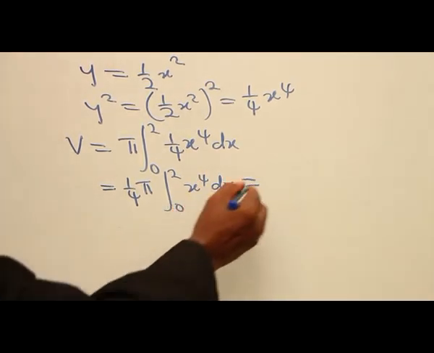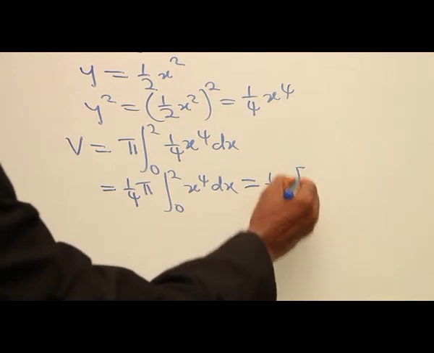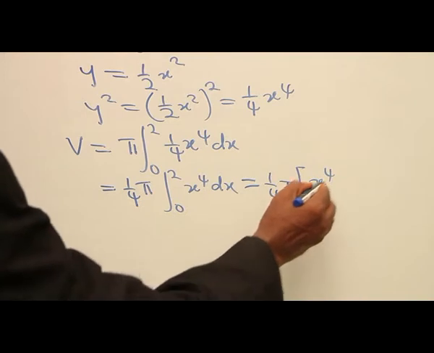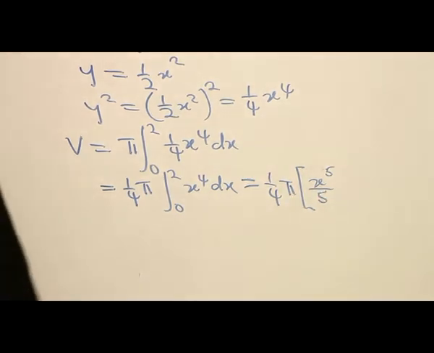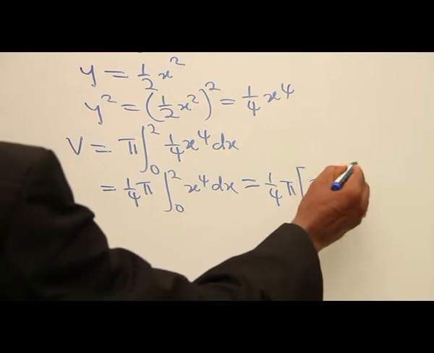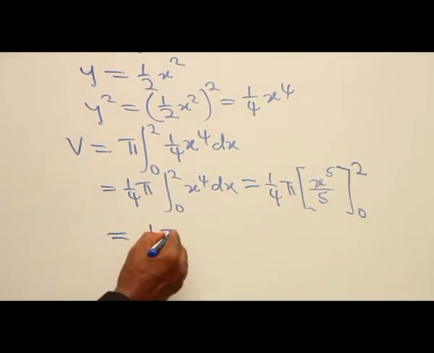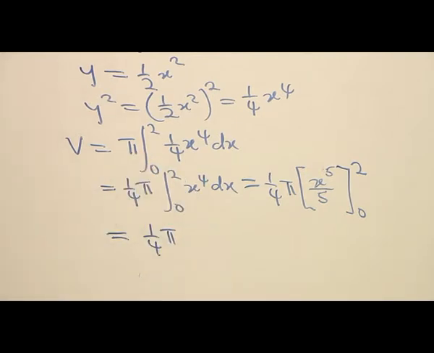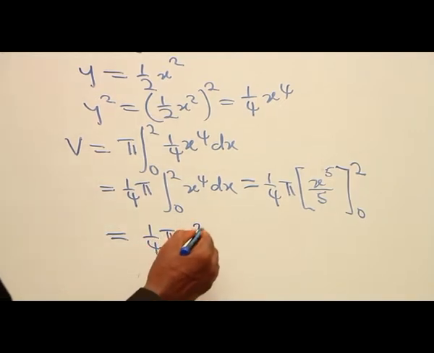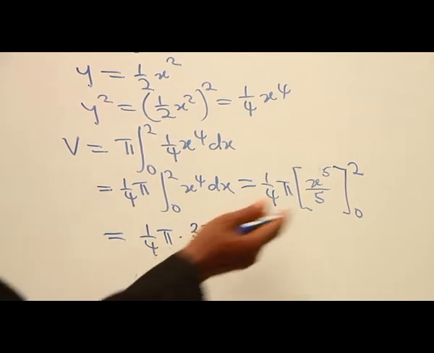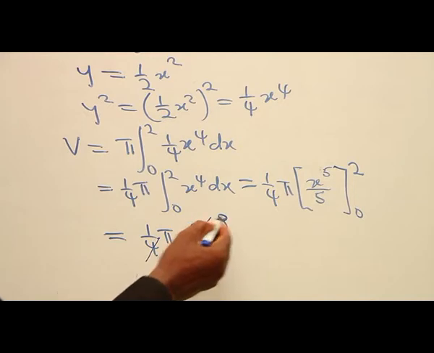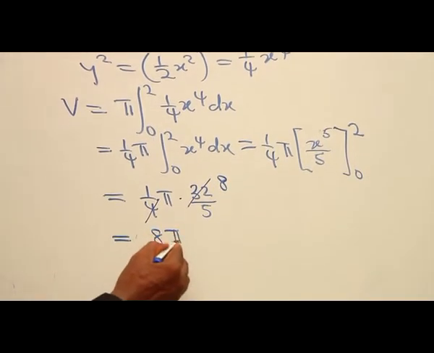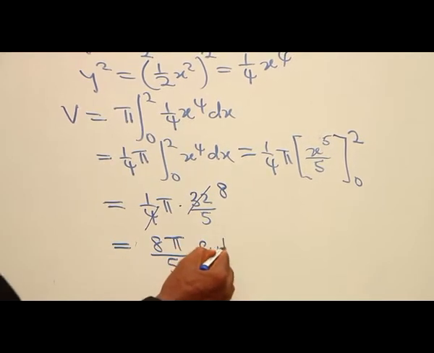Okay, and this can be 1 over 4 π, integrate x raised to the power 4, that is add 1 to 4 to give you 5, and then divide by 5, and then of course evaluate this from 0 to 2. That will give you 1 over 4 π. If you evaluate by replacing x by 2, 2 raised to the power 5 is 32 all over 5. And then, of course, 0 will be minus 0, so it doesn't change it. 4, we cancel 32, that will give you 8. And the final result is 8π all over 5 cubic units.